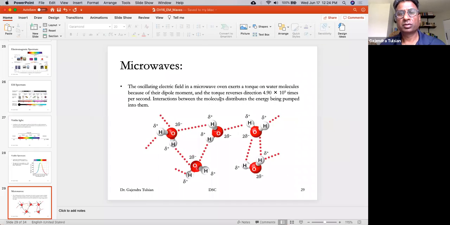In a microwave, the electric field is oscillating 5 billion times a second. So it's grabbing hold of the water molecule and shaking it 5 billion times a second. All food has water in it, so the microwave heats up the water in food, and then the hot water heats everything around it. So interactions between the molecules distribute the energy being pumped into them.